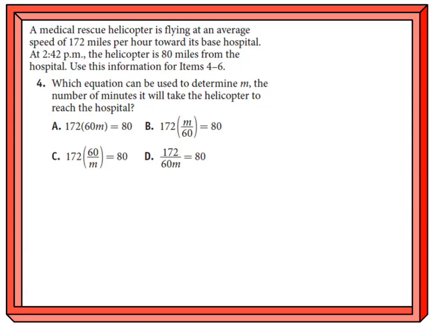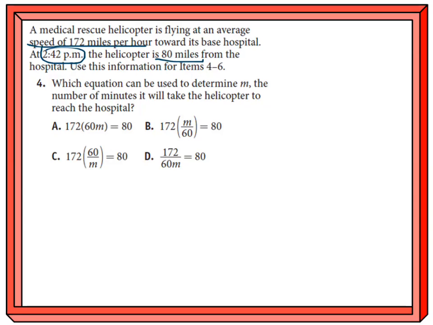A medical rescue helicopter is flying at an average speed of 172 miles per hour. I'm going to mark that, seems important, towards its base hospital at 2:42 p.m. So we got some sort of time there for some reason. The helicopter is 80 miles from the hospital. So right there we got a distance, 80 miles. And we're going to use this information for the next couple of questions.